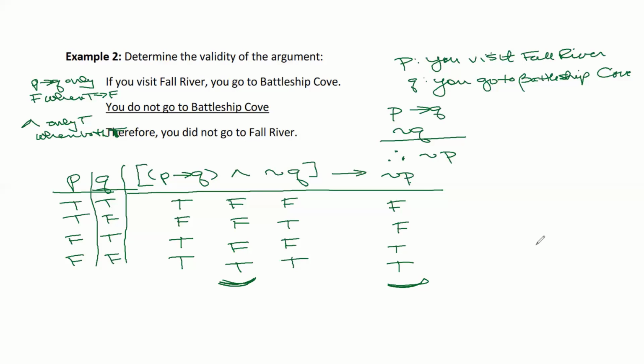So let's go ahead and do our if-then. Again, remembering it's only false when we have true implies false. Here we have false implies false, so it's true. False implies false is true. False implies true is true. And true implies true is true. So our final answer column is all trues. When you have all trues in your final answer column, then you have a valid argument.